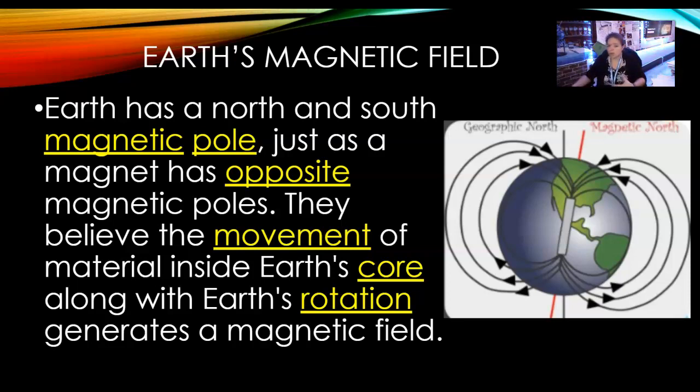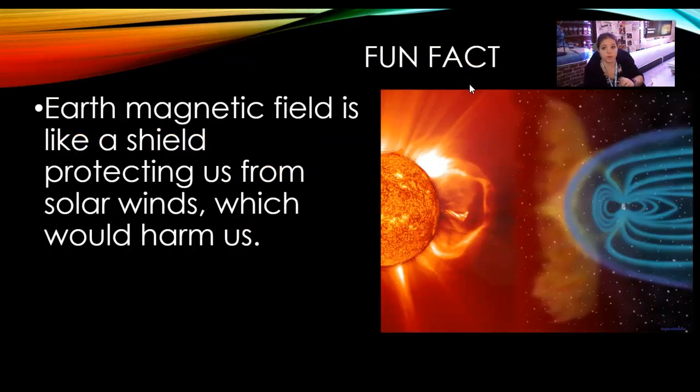But because we have that movement in the outer core and it's spinning in the outer core, we now have a magnetic field. Well, why is it important that we have a magnetic field? Fun fact, you should probably write this down. That magnetic field is like a shield on top of having that atmosphere that helps protect us. That magnetic field protects us from solar winds, solar flares that come from the sun.